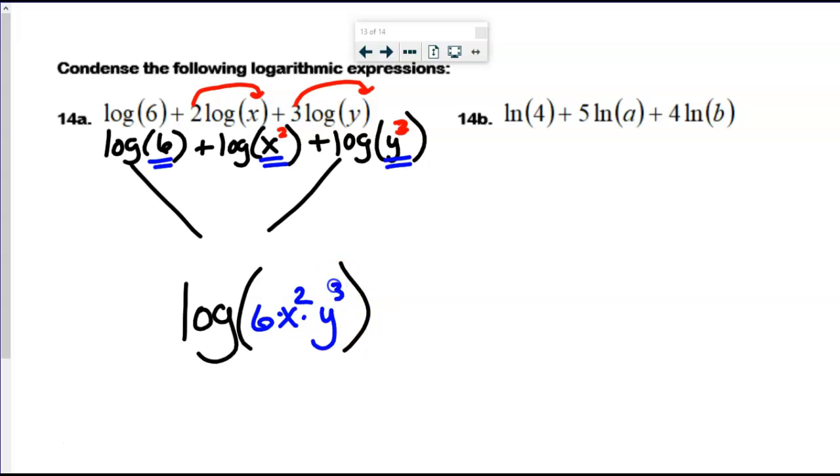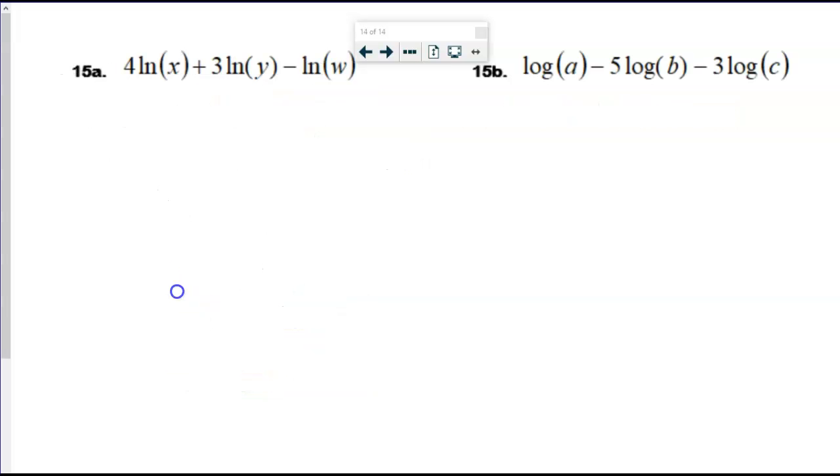You do not need these little multiplication dots. Obviously multiplication would be implied, so you don't need them. Alright, I like condensing. I just think it's nice and clean, and it's like picking up your room, right? Everything feels better when you pick up your room.